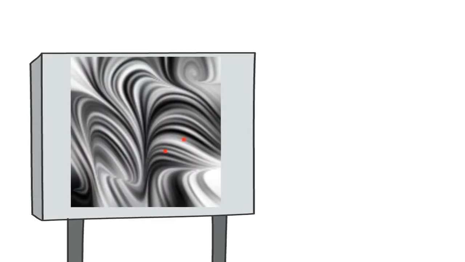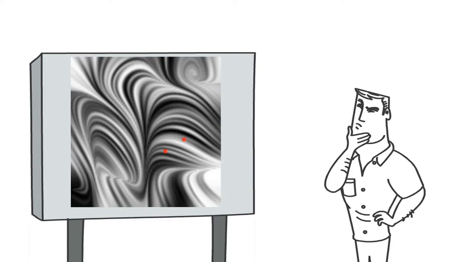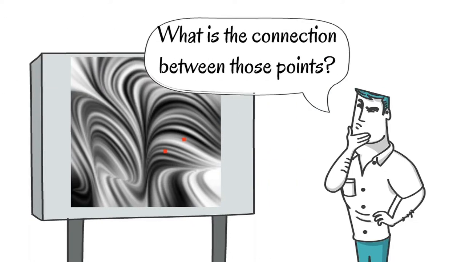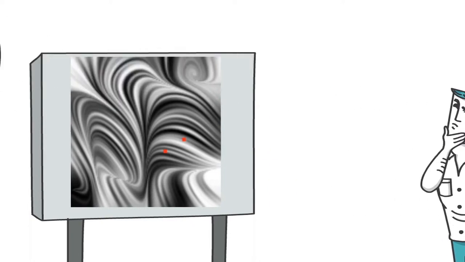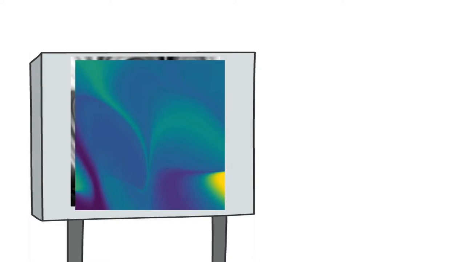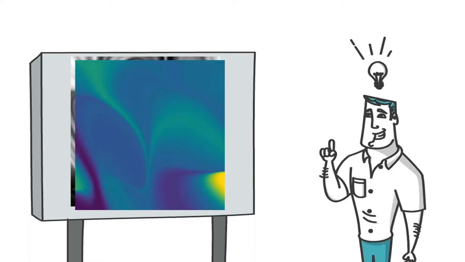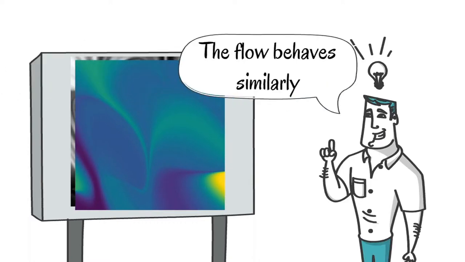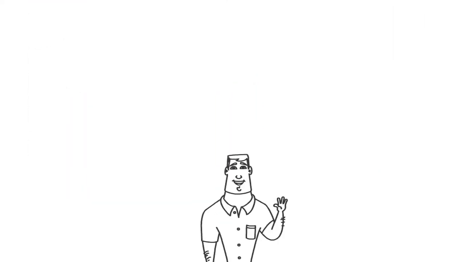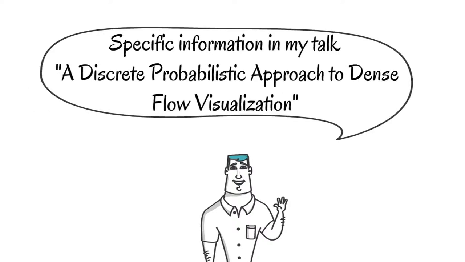Traditional flow visualization methods, such as line integral convolution, convey information about the underlying flow structure. However, the influence of regions in the flow on each other is not visualized. In my talk, I will present a new dense flow visualization technique, creating a multi-level hierarchy that provides insight into the region's connectivity using a probabilistic model. For more specific details, come to my talk.